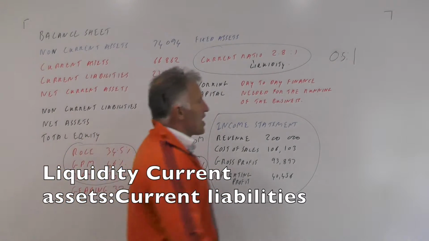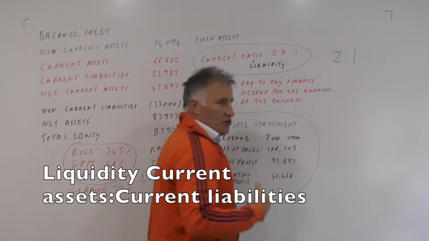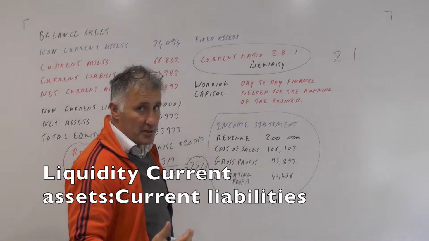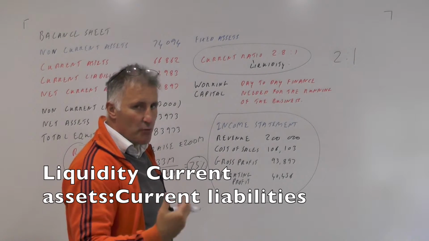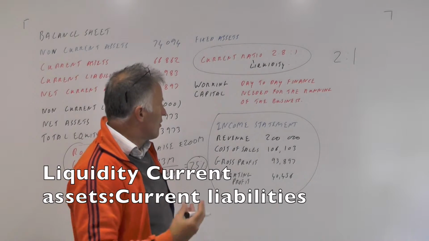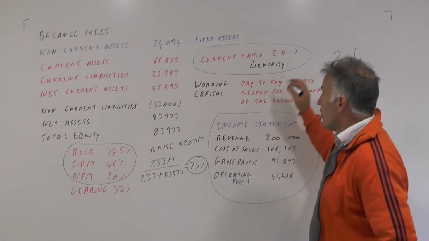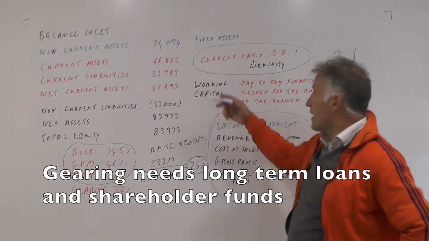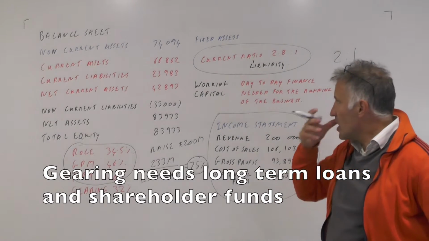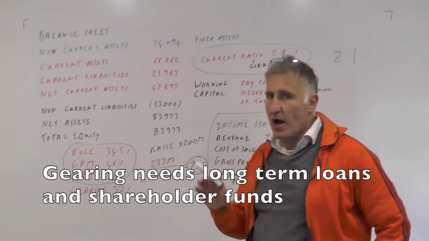Now, the textbooks say that you like this figure to be roughly 2 to 1, so your current assets are twice as large as your current liabilities. If it's less than that, then your firm has a liquidity problem and the firm could be at risk. So look at this situation on here: the liquidity is 2.8 to 1, because 66,862 divided by 23,983 comes out roughly as 2.8. So you just put 2.8 to 1, and that immediately tells us that the firm does not have a liquidity problem.